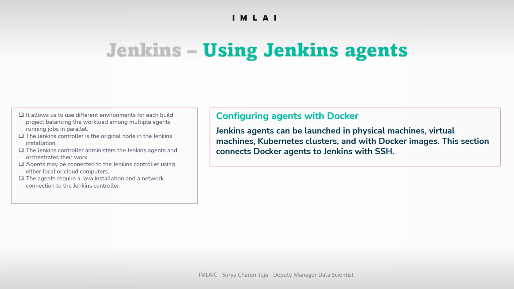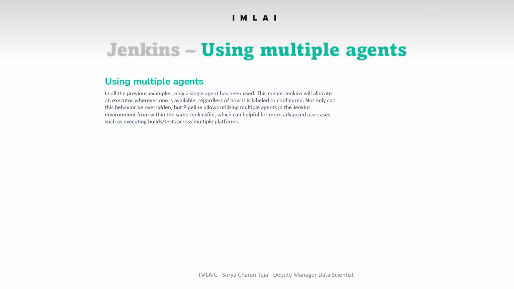Let's do that example, but before that, let us look into this concept also, using multiple agents and how we can benefit from using multiple agents. If you look at our previous slide or session, we have taken some example, that is Docker. In all the previous examples that we have considered, only a single agent has been used. This means Jenkins will allocate an executor where one is available, regardless of how it is labeled or configured.